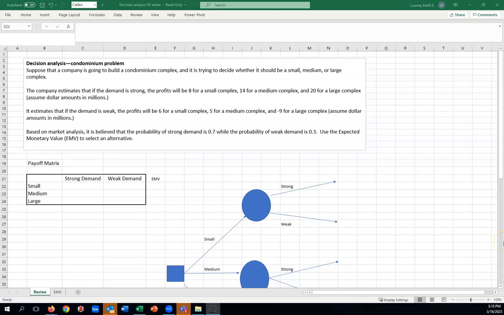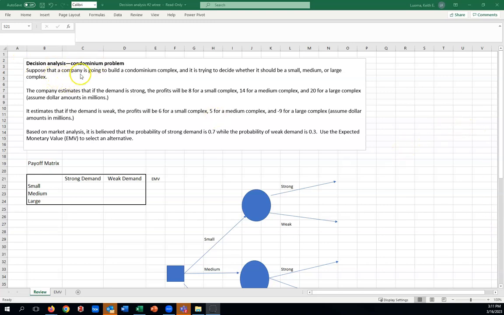Welcome. In this video we're going to examine a decision problem using what's known as expected monetary value, or EMV. We're going to do it first in terms of the payoff matrix. We're also going to see a visual way of representing these problems using what's known as a decision tree, part of which you can see on the screen at this time.